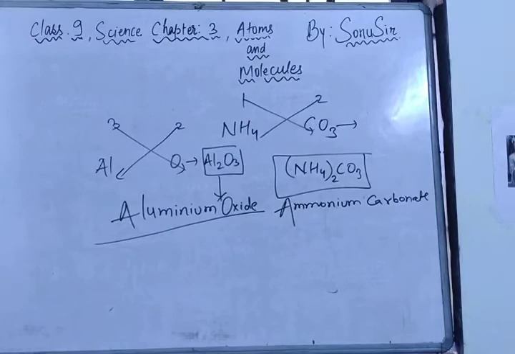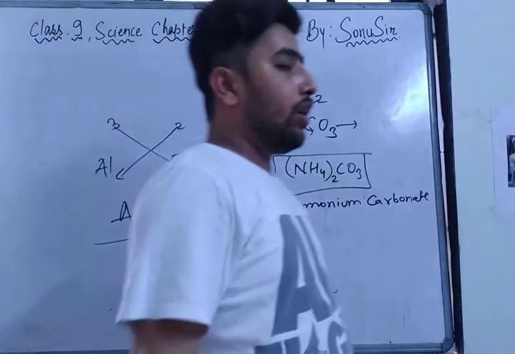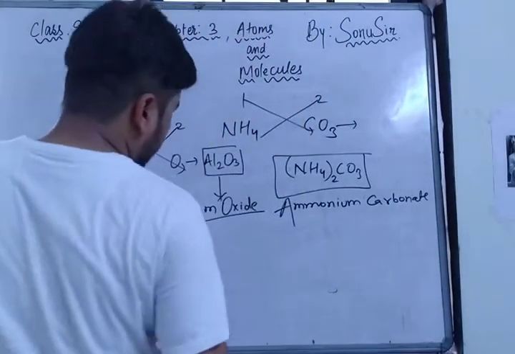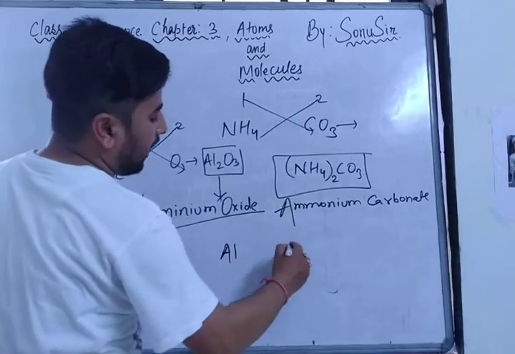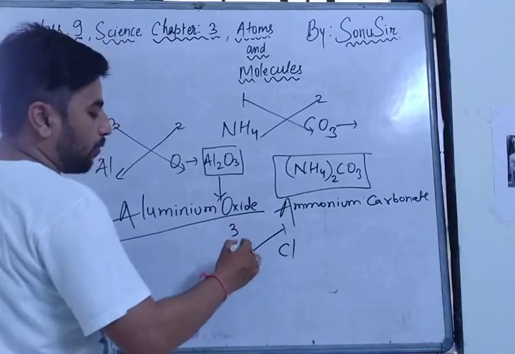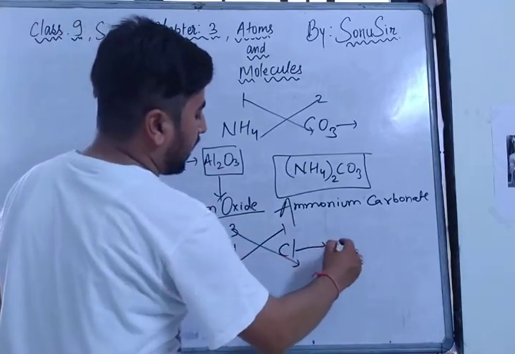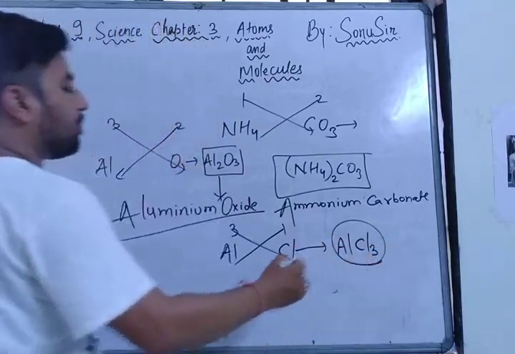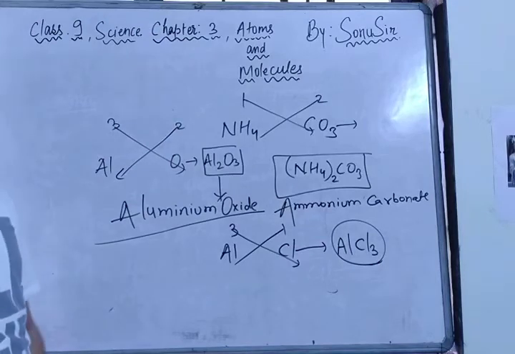I hope all of you are understanding how to write the chemical compound's name and chemical compound's formula. Okay, one more thing I would like to ask you. What will be the chemical formula of aluminium chloride? See, aluminium and chloride. Aluminium valency 3, chlorine valency 1. 1 will come here, 3 will go there. So AlCl3. The name of this compound is aluminium chloride.